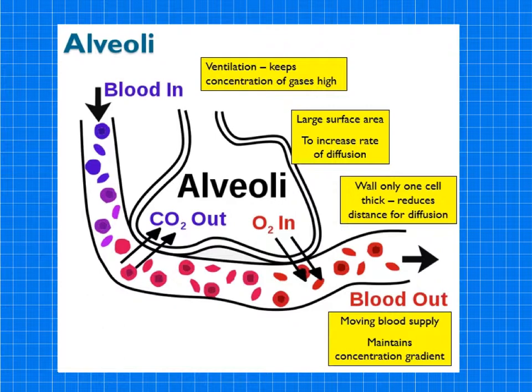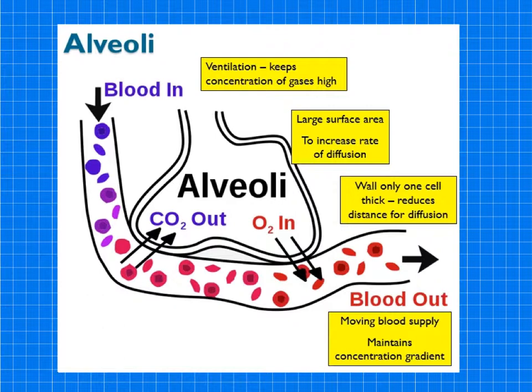So first of all, ventilation, so the surface is being ventilated, so you're keeping the concentrations of gases high. When you breathe in, there's going to be a higher concentration of oxygen molecules in your alveoli, and they'll diffuse into the red blood cells, as the red blood cells are deoxygenated at this point and they're picking up oxygen. The alveoli has a massive surface area to increase the rate of diffusion.